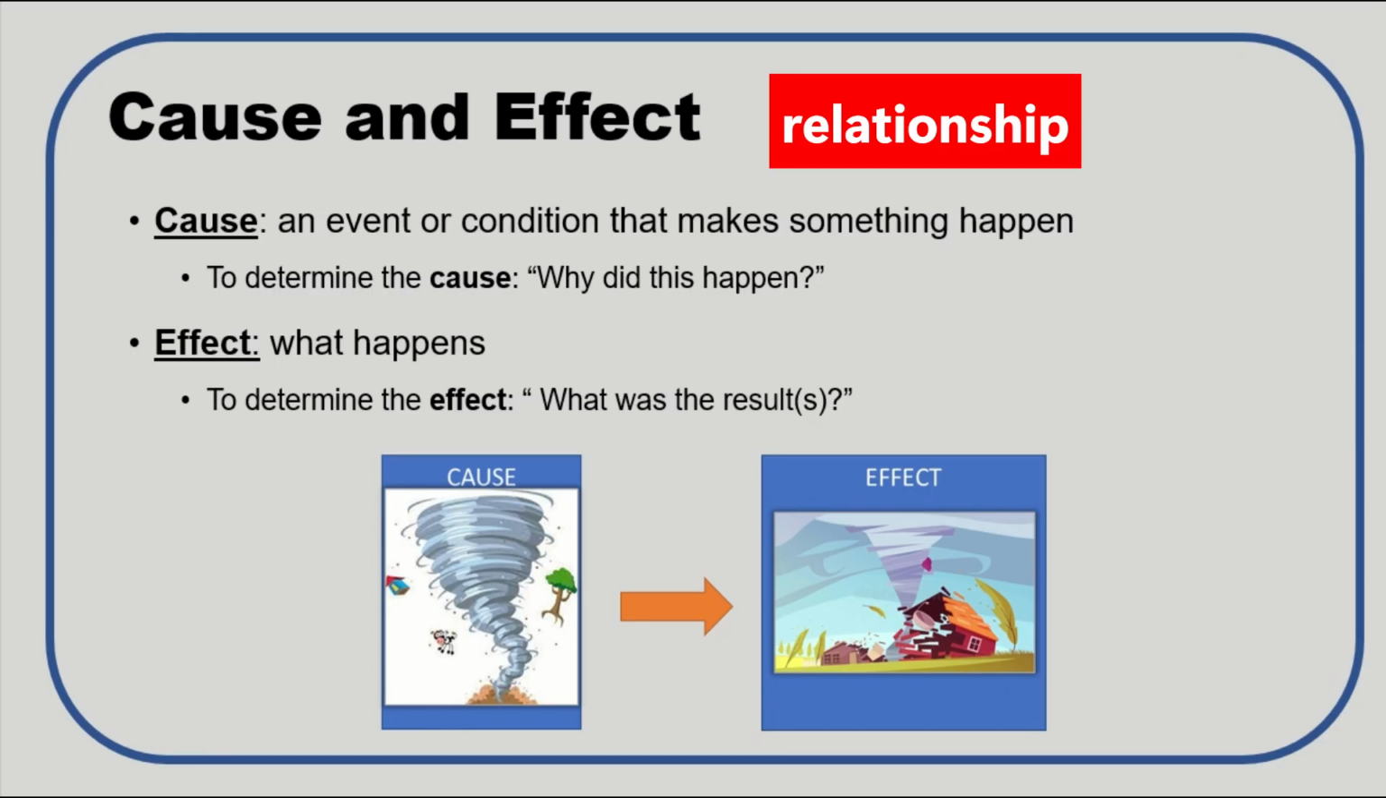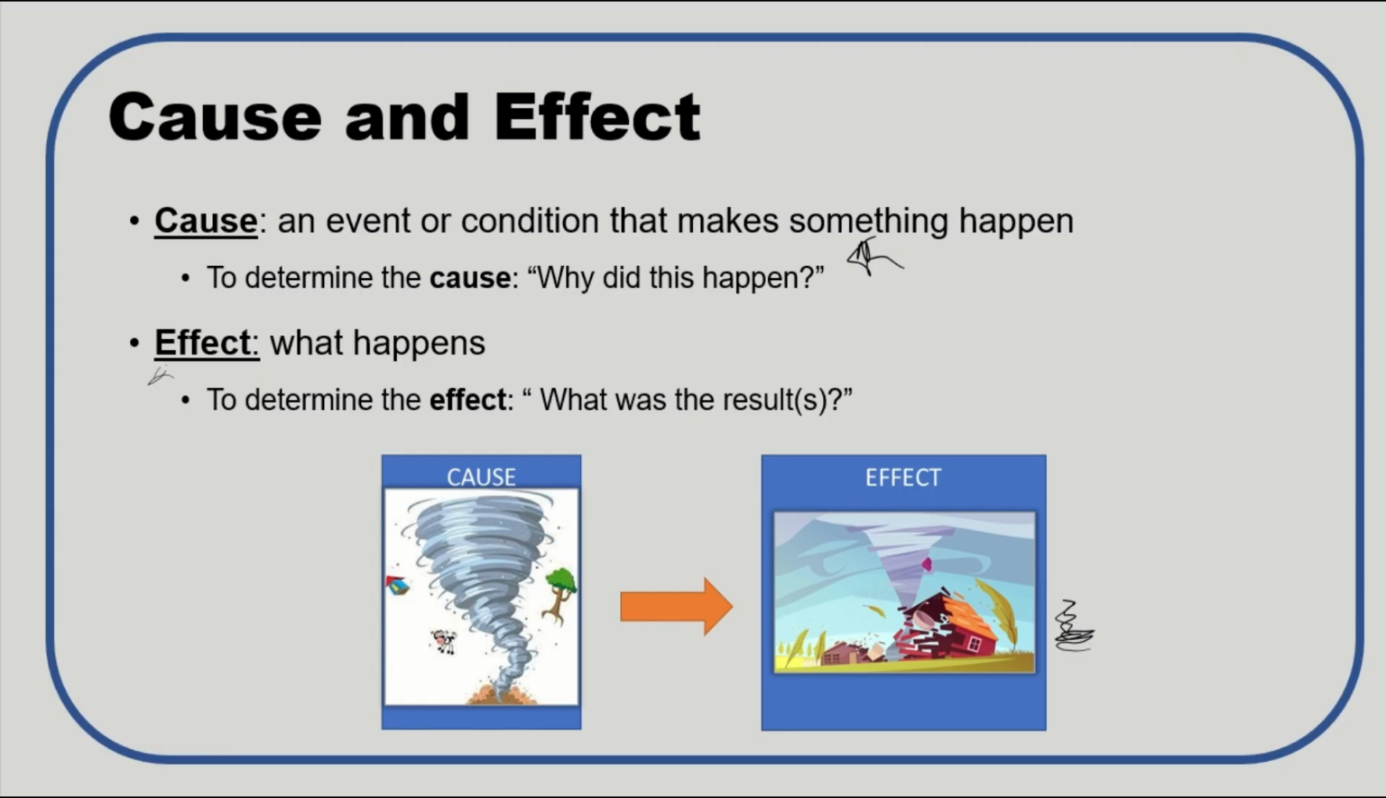So when we want to figure out a cause, like the question up here shares with us, we might ask, well, why did this happen? So if I'm looking at the second picture right over here and I see this destroyed house, I'm going to ask, why did this happen? And the answer to that question will be my cause. And when we look at an effect, we see right up here, it's what happens. To determine the effect, we would ask, well, what was the result of the tornado showing up? It destroyed this house that we see in this picture over here on the right.